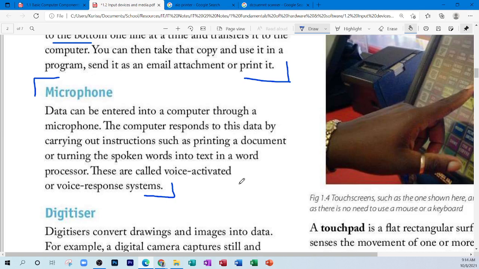Microphone. Data can be entered into a computer through a microphone. The computer responds to this data by carrying out instructions such as printing a document or turning the spoken words into text in a word processor. These are called voice activated or voice response systems.